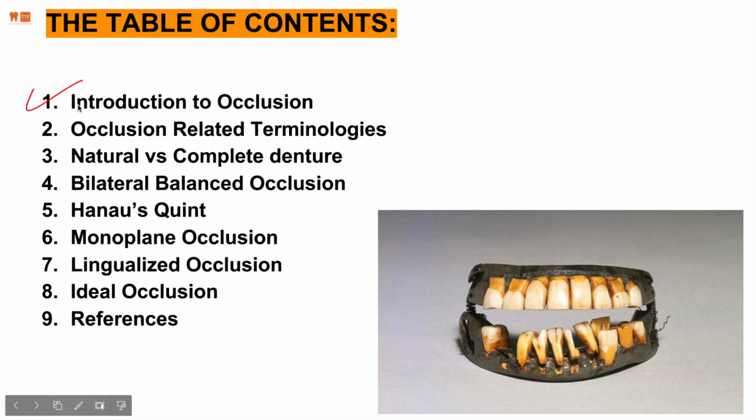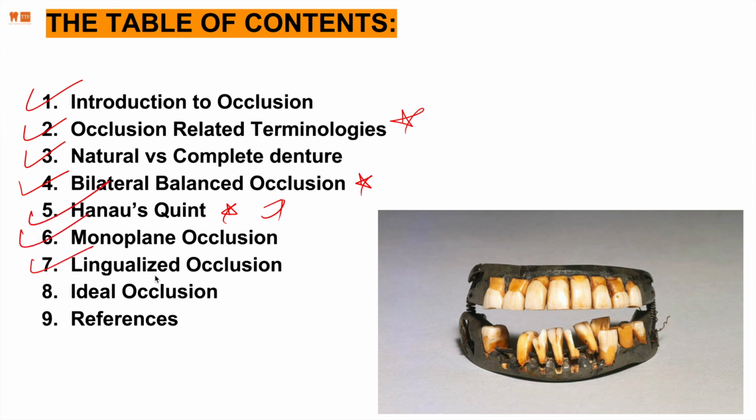First we'll introduce what occlusion really is, then we'll discuss a bunch of related terminologies. These will be extremely important, so make sure to get your notes and pens out, you guys. And then we'll continue with natural versus complete dentures and bilateral balanced occlusion. And now squint is a part of bilateral balanced occlusion, so it's a very important topic. Monoplane and lingualized occlusion will be next, and then we'll define what an ideal occlusion is, and then of course references.